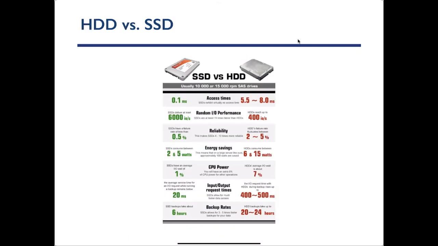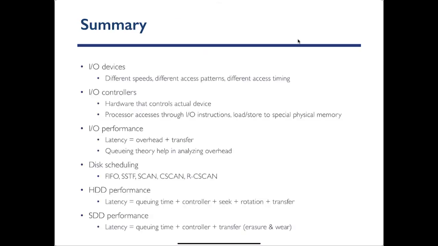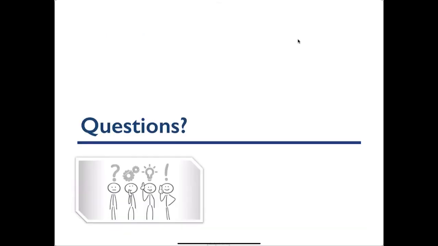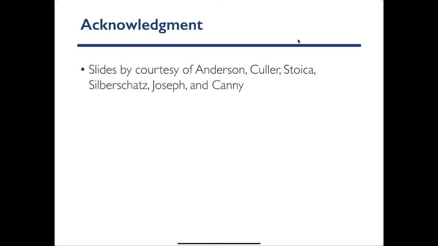So here I have them side by side. As you can see, the access time is a lot faster in SSD. And this is an SSD, it's not an NVMe SSD, it's just a normal SSD. Random I/O is a lot faster, reliability is better, no moving parts means better energy consumption, and so on and so forth. Okay, so that's that with I/O. So we can then move on to file systems.